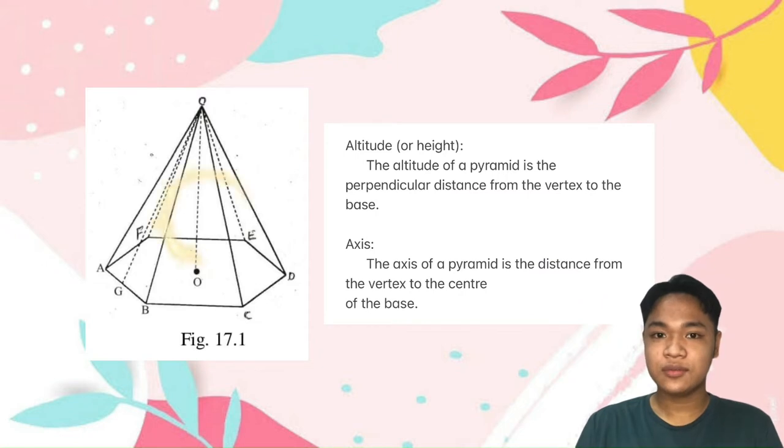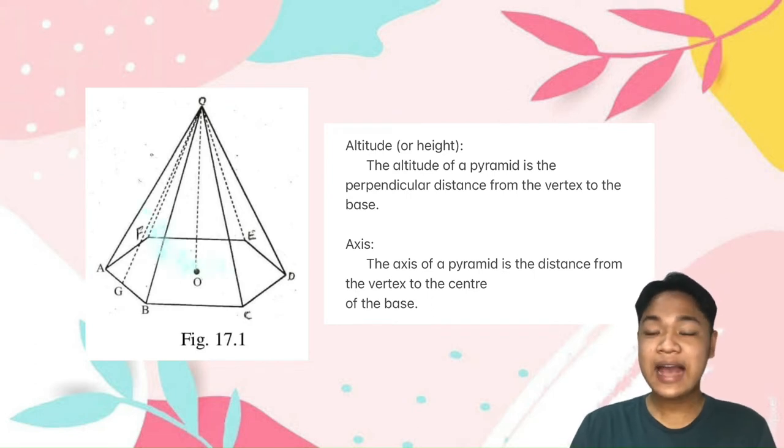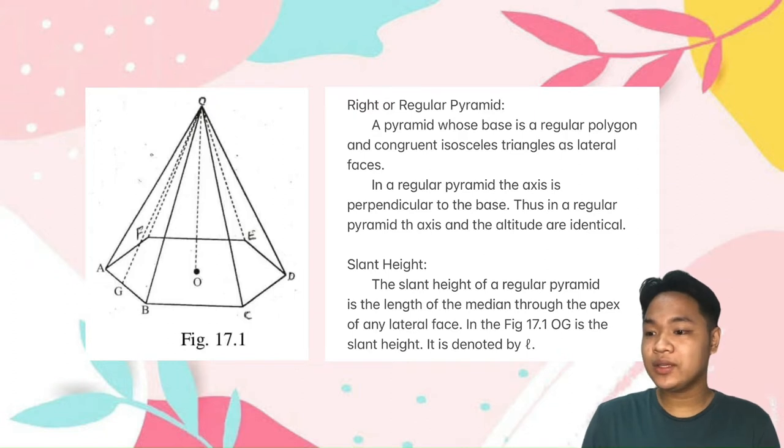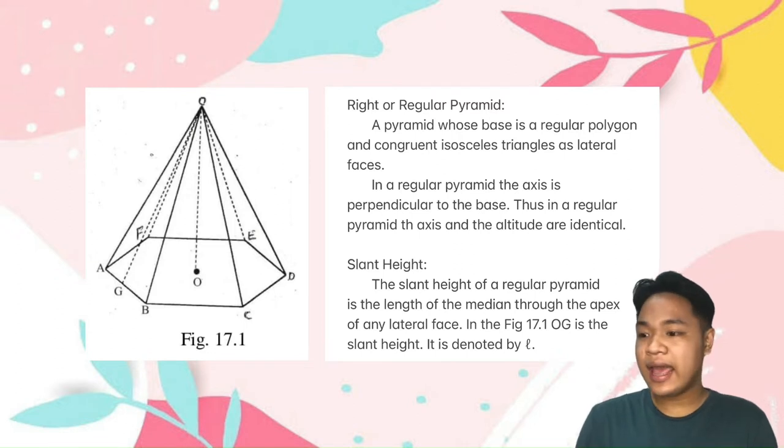In terms of altitude, or the height, the altitude of a pyramid is the perpendicular distance from the vertex to the base. The axis of a pyramid is the distance from the vertex to the center of the base. What is a right or regular pyramid? A pyramid whose base is a regular polygon and whose lateral faces are congruent isosceles triangles. In a regular pyramid, the axis is perpendicular to the base. Thus, in a regular pyramid, the axis and the altitude, or the height, are identical.